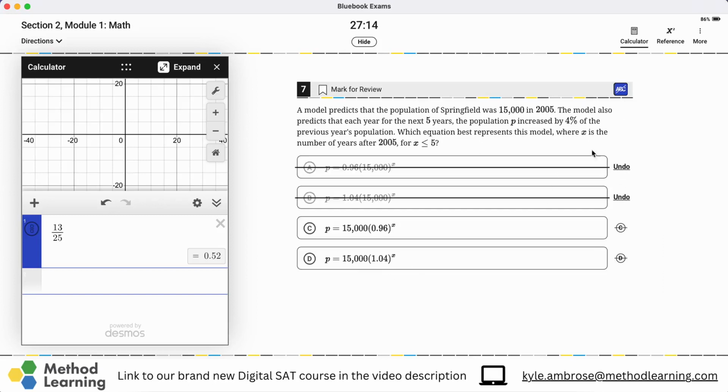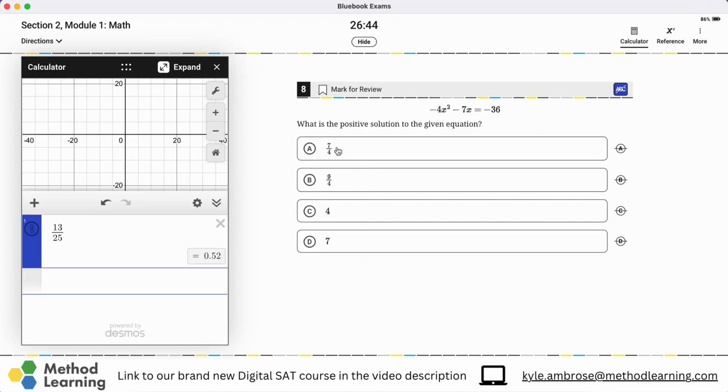Now, because it's increasing by 4%, the number in the parentheses has to be greater than 1. If it's less than 1, like in C, that would be a decrease, in this case of 4%. But they specifically say it's an increase. And so our number in parentheses has to be bigger than 1. You could probably see why it's 1.04 because 4% is 0.04. So the answer would be D.